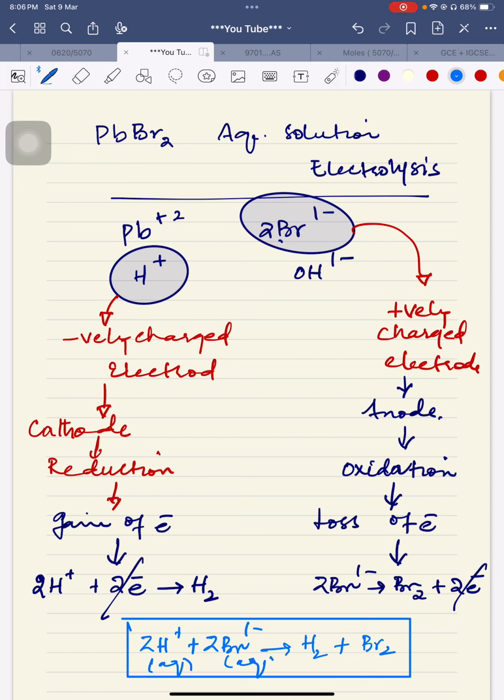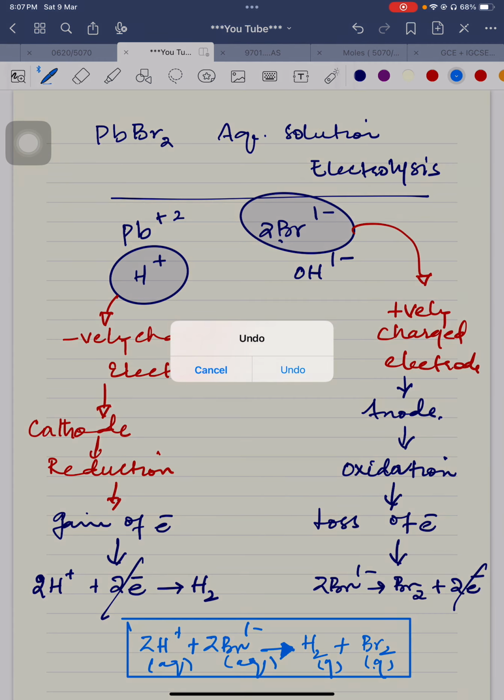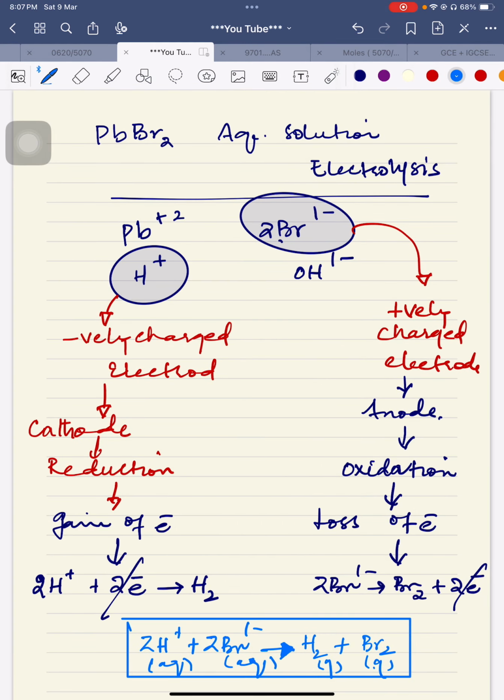So this is how we are going to deal with these equations, and this is how we are going to perform the electrolysis of dilute solutions, aqueous solutions, and molten ionic compounds. We are done with these examples. I'm right now going to take you to the other example, and that is the introduction to active electrodes. Guys, what are active electrodes?